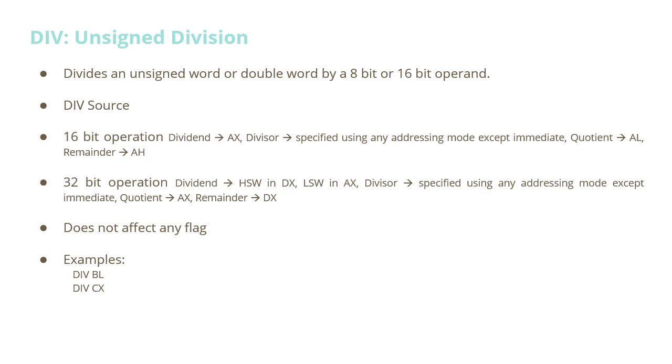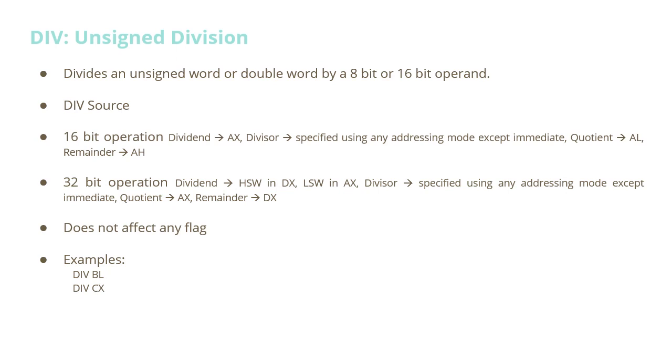In the case of a 16-bit operation, the dividend will be present in the AX register. The divisor will be specified using any of the addressing modes except immediate addressing mode. The quotient of this division operation will be present in the AL register and the remainder will be present in the AH register. In the case of a 32-bit operation, the dividend will be a double word, of which the least significant word, or the least significant 16 bits, will be present in the AX register and the most significant word will be present in the DX register.